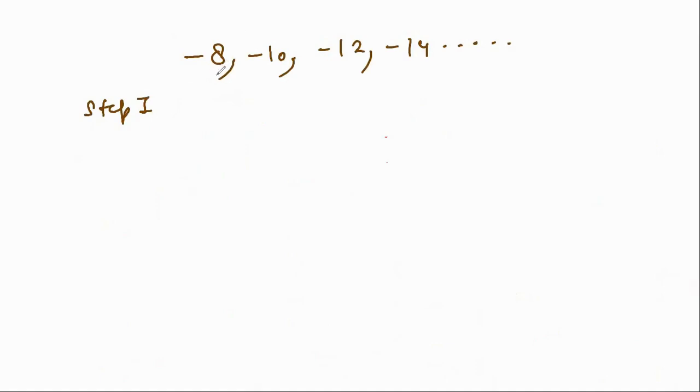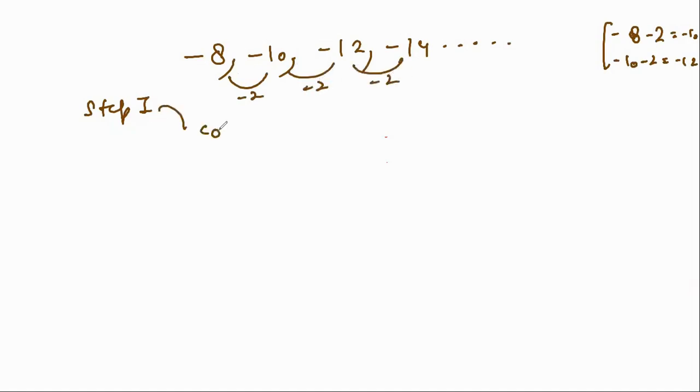If you see, when I am adding minus 2 to minus 8, because we are going left, let's take minus. If we are subtracting 2 from the previous term, you are getting minus 10. If you subtract 2 again, you are getting minus 12. So the common difference is minus 2. So the first step is to find the common difference, which is equal to minus 2. What is the next step I told you? The second step is to multiply that common difference with a variable, that is n. So it is minus 2n.